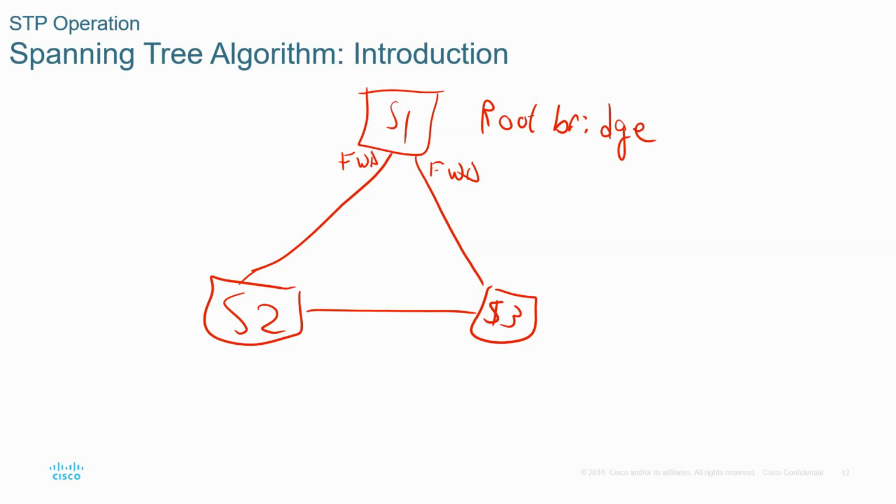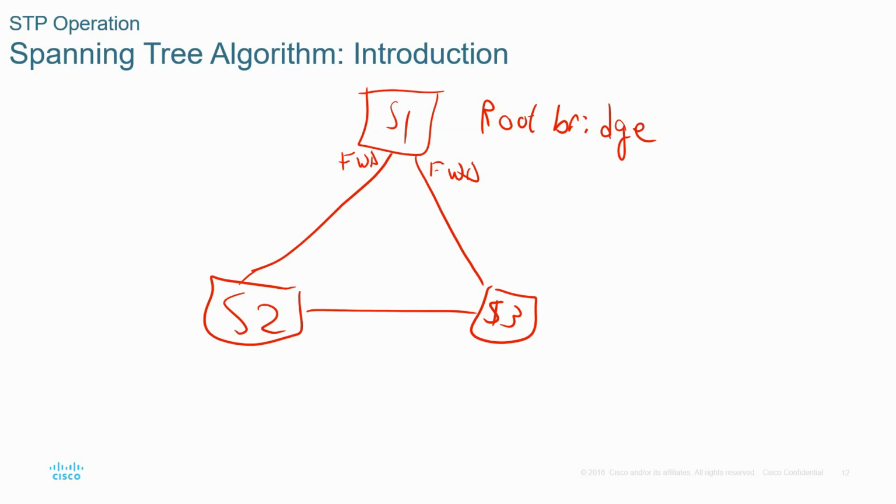Now, S2 and S3 have to figure out which port becomes what is called the root port, which port becomes the designated port, and which port becomes blocked. So each switch has to decide, first of all, which port is the root port. The root port is basically the port that has the lowest cost to reach S1. Since S1 is the root bridge, S2 and S3 will know also that S1 is the root bridge. This is actually the result of the election process.